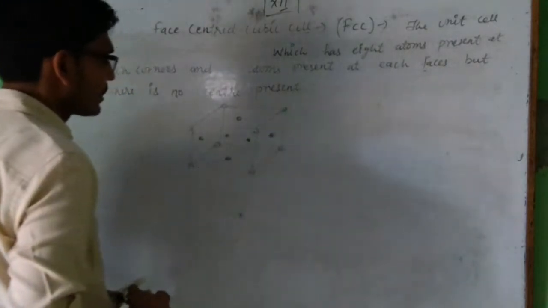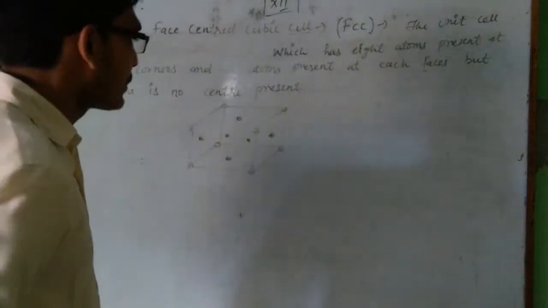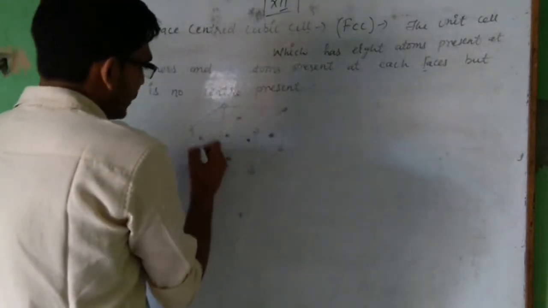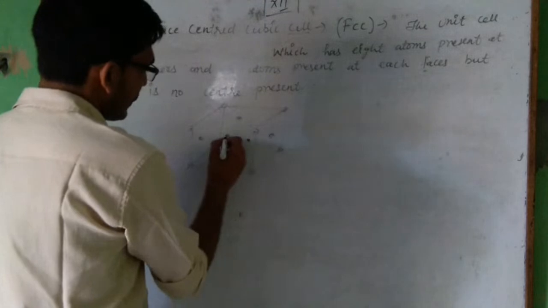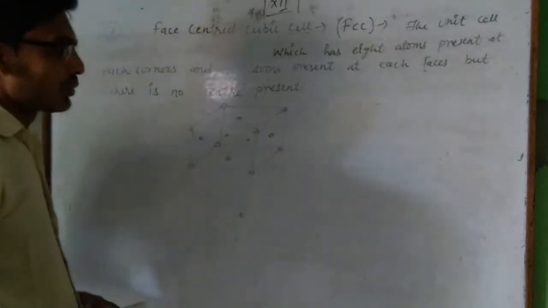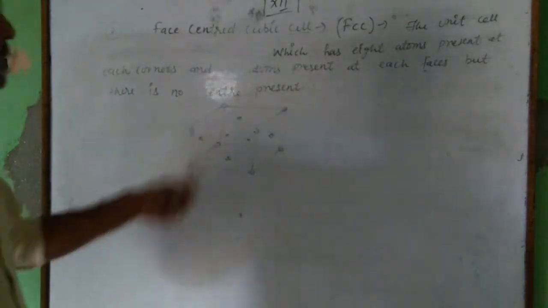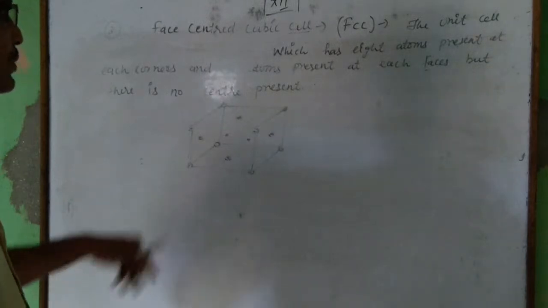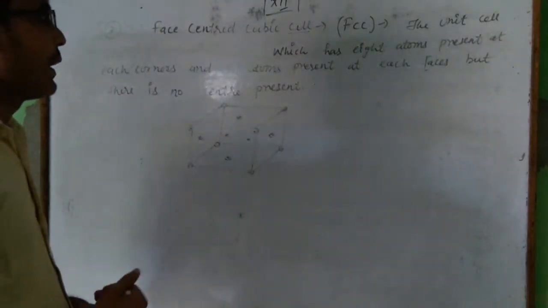These are the corners, and all together with the corners there are atoms present at each face. These are the faces 1, 2, 3, 4, 5, and 6. So 6 faces are present in a cube. So this is the face centered cubic cell. There is no center present in the FCC.